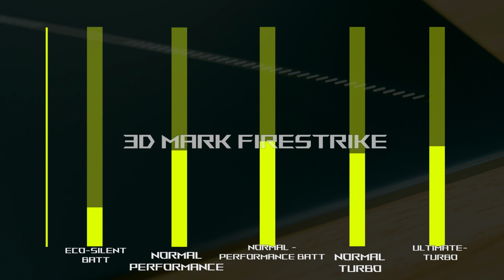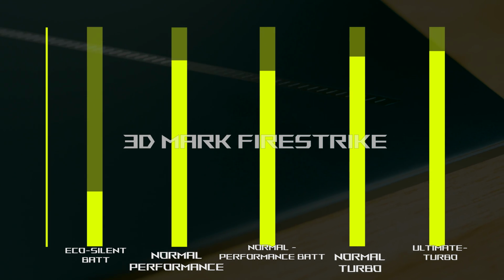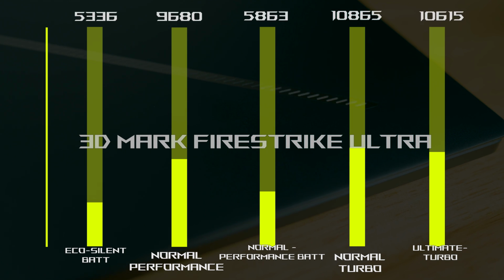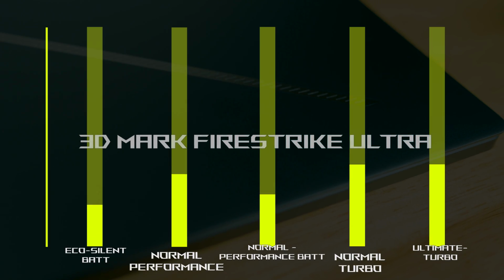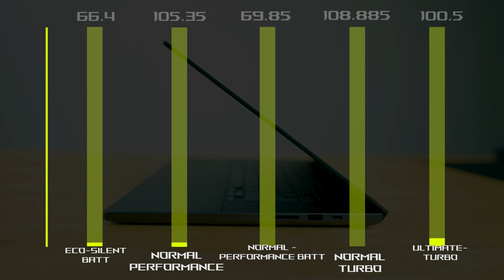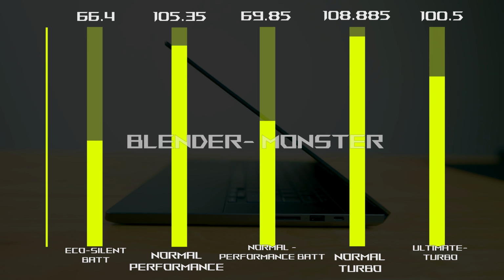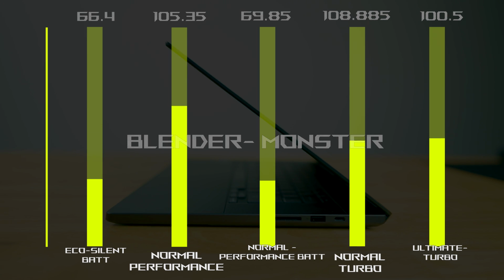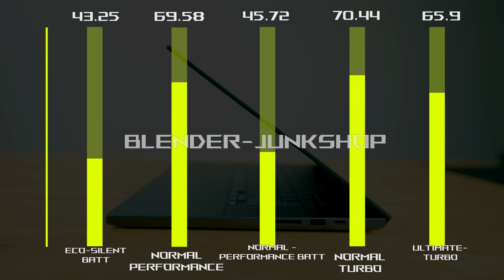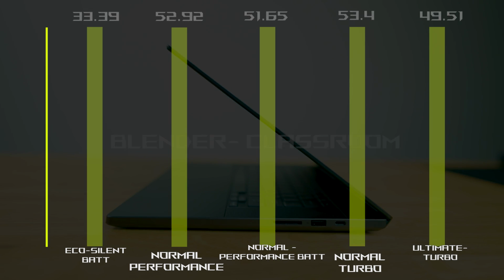Let's go through the benchmarks real quick, as you can take a look at how different it can be when you are using it in performance mode on battery and when you are in performance mode when it is plugged in through power. Now, if you look at normal performance, it goes up to 25,447 versus 23,142. Now you look at Firestrike Ultra, it reaches 9,680 when it is plugged in, 5,863 when it is not plugged in.